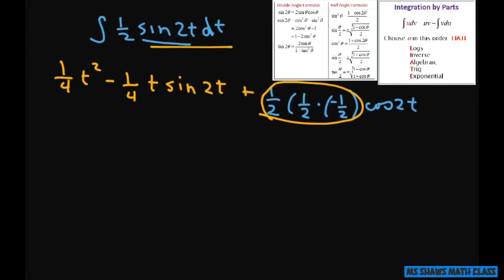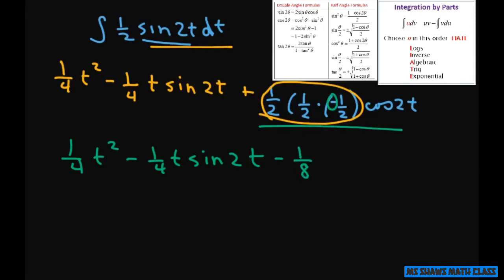So our final answer is going to be 1/4 t squared minus 1/4 t sine of 2t, and this is the part we're cleaning up. Since that's a negative, that's going to be minus 1/8 cosine 2t plus c. We should have probably put a plus c here. All right, and that's it.